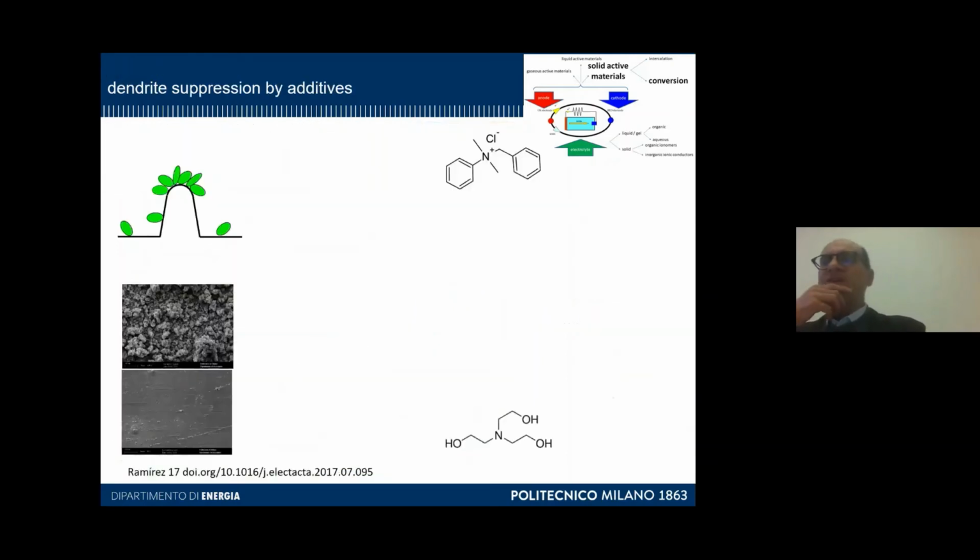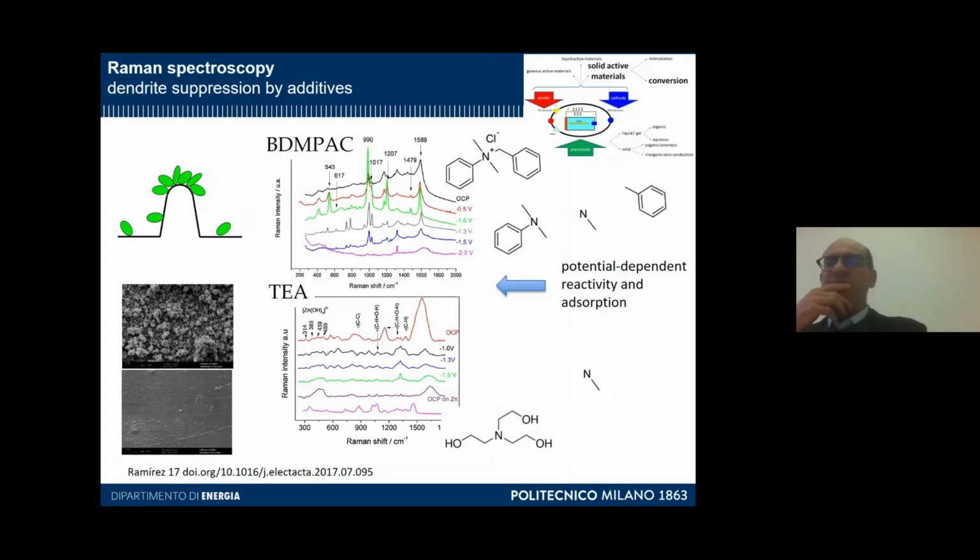One way to suppress dendritic growth is electrolyte modification by additives. These additives are believed to adsorb selectively at outgrowth features, and in situ Raman spectroscopy allowed to follow potential-dependent reactivity and adsorption of additive molecules that correlate with smoothing of plated metals. And in some cases, it was found that the electrochemical reaction products are in fact the effective species giving rise to the smoothing effect.